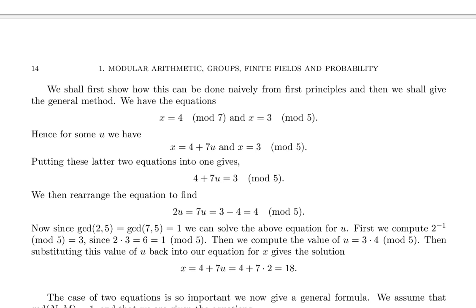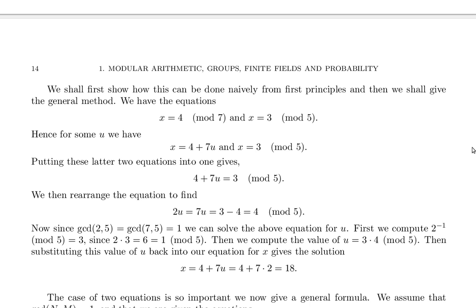We have the equations x equals 4 mod 7 and x equals 3 mod 5. Hence, for some u, we have x equals 4 plus 7u and x equals 3 mod 5. Putting these latter two equations into one gives 4 plus 7u equals 3 mod 5. That's because x is equal to 3 mod 5, and he substituted 4 plus 7u in for x. So x equals 4 plus 7u, x equals 3 gives 3 equals 4 plus 7u, in mod 5.